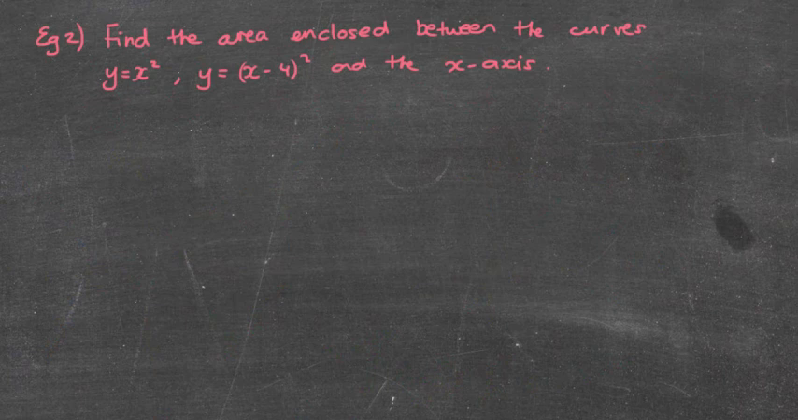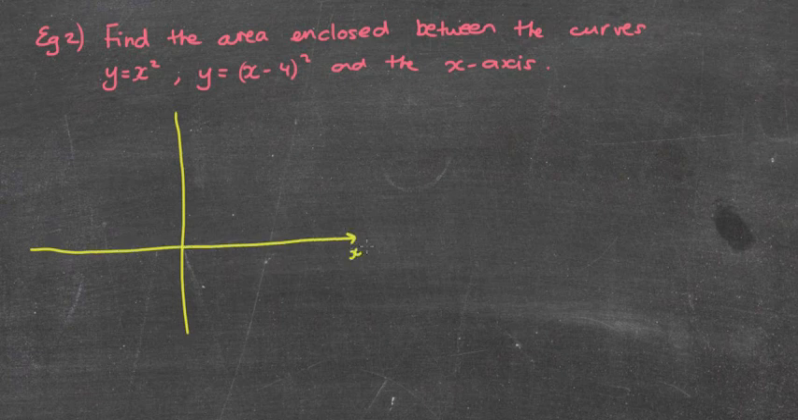Find the area enclosed between the curve y equals x squared, the curve y equals x minus 4 all squared, and the x-axis. So this looks like it's two parabolas going on. So let's try to sketch this graph out to see what's going on. Again, you need to make sure you do a nice diagram. If it doesn't really come out nicely the first time, then certainly you might need to draw it a couple of times. It's probably not the nicest of parabolas, but it is a parabola nonetheless.